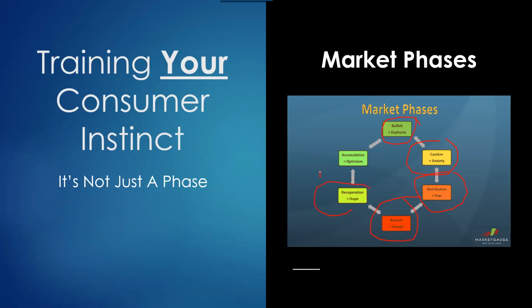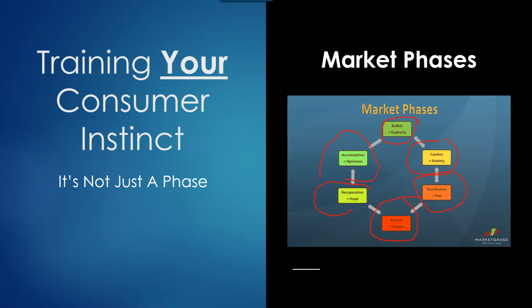And then if that hope starts to grow on itself, we go into an accumulation phase, which is the opposite of distribution, meaning that the money starts to come back and accumulate into equities. People become more optimistic, and then again we are back in a bullish phase when things get really good.